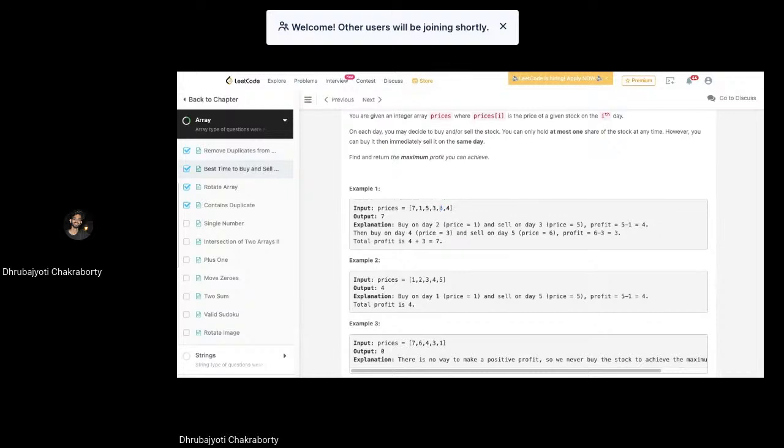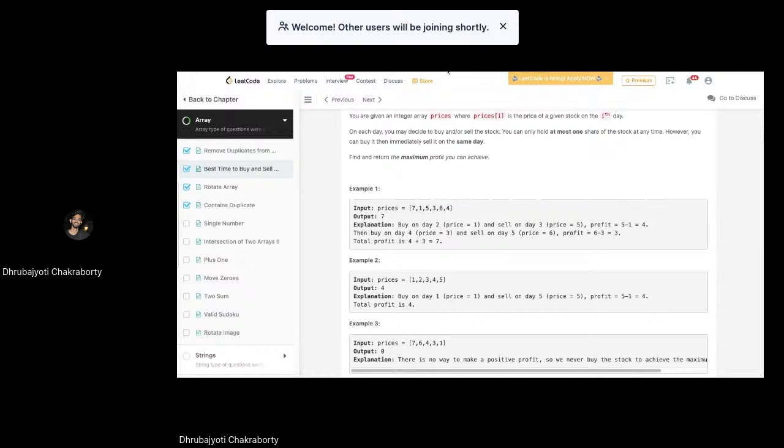Again, if I buy a stock at 6 and I sell at 4, I get a loss, right? So I'll not consider this situation. So if I have to again run you through this, if I buy a stock at 7 and sell at 1, this doesn't make sense because I will have a loss of 6, right? But if I buy a stock at 1 and sell at 5, I end up having a profit of 5 minus 1, that is 4. If I buy a stock at 5 and sell at 3, I have a loss of 2, which I'll not consider. Again, if I buy a stock at 3 and sell at 6, I have a profit of 3. And again, if I buy a stock at 6 and sell at 4, I have a loss of 2, right?